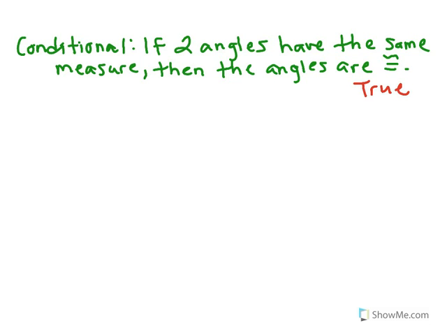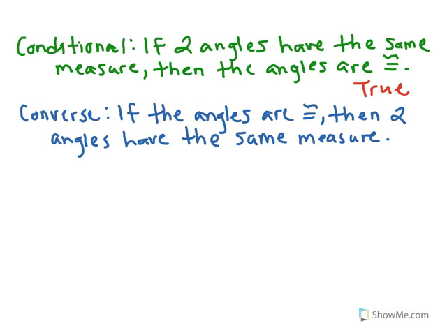Now let's write the converse, where we switch the hypothesis and the conclusion. Here's the converse: if the angles are congruent, then two angles have the same measure. Is that a true statement? The answer here is yes, that is a true statement. Since both of these are true, I can write a biconditional. I want to make sure that I use the phrase if and only if in between. So I don't need an if and I don't need a then. Everything is taken care of with that if and only if.